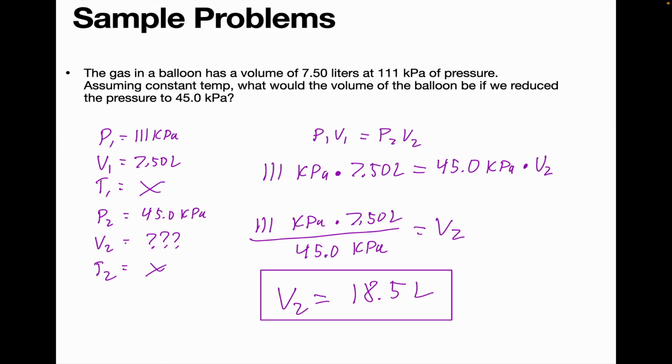Now, here's another sample problem with the answers for us. So here we have gas in a balloon. We have the volume, the pressure, the new pressure. We list out our variables. Temperature was the same here, so we use the pressure volume equation. You see the math that we did, and we got 18.5 liters.